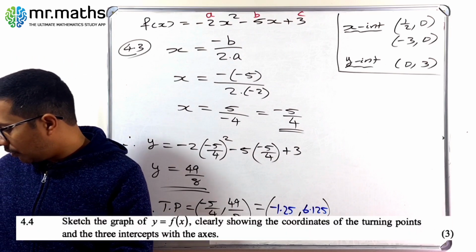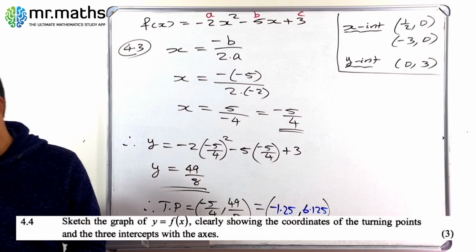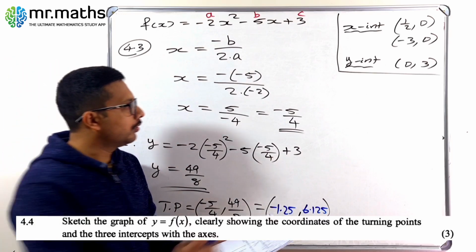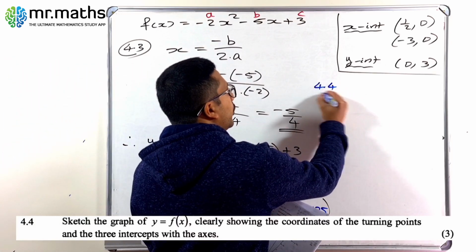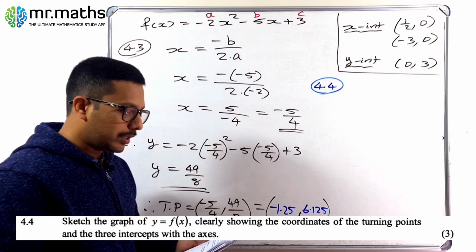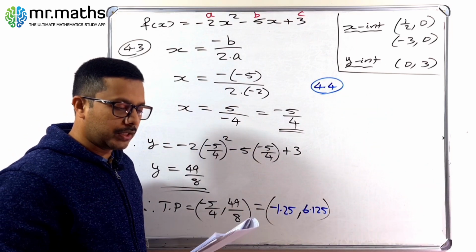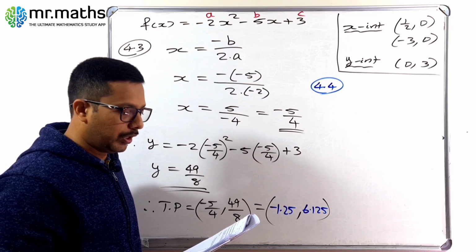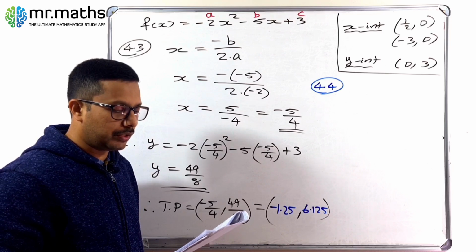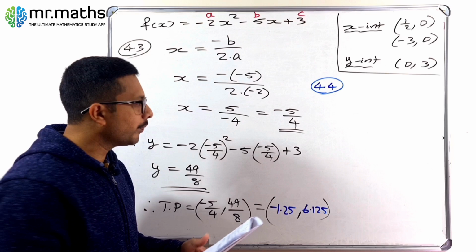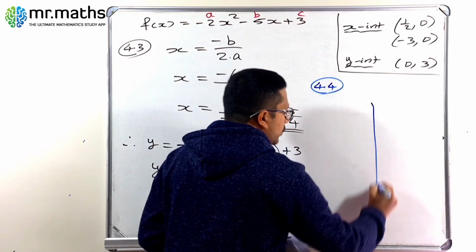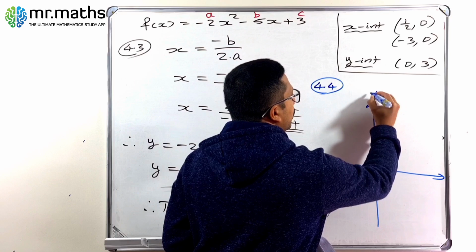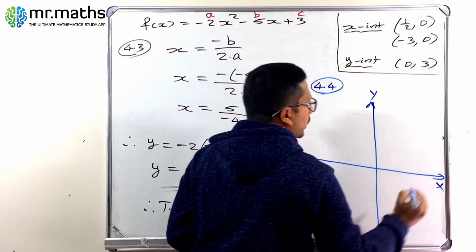Now what is the next question? Question number 4.4. What is that question? Sketch the graph of y is equal to f of x, clearly showing the coordinates of the turning point and the 3 intercepts with the axes. So you have to sketch the graph. This is the y-axis and this is the x-axis.